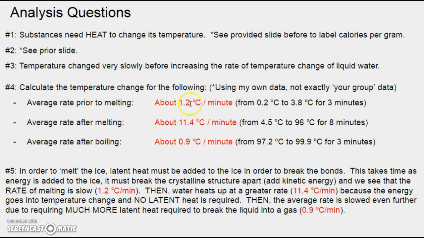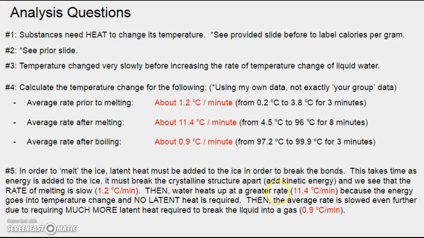So let's make sense of what's happening with the changes in these temperatures. In order to melt the ice, latent heat must be added to the ice in order to break the bonds. So this takes time, as energy is added to the ice. It must break the crystal structure apart, by adding kinetic energy. And we see that the rate of change is slow, about 1.2 degrees Celsius per minute. That's where my data here comes in.